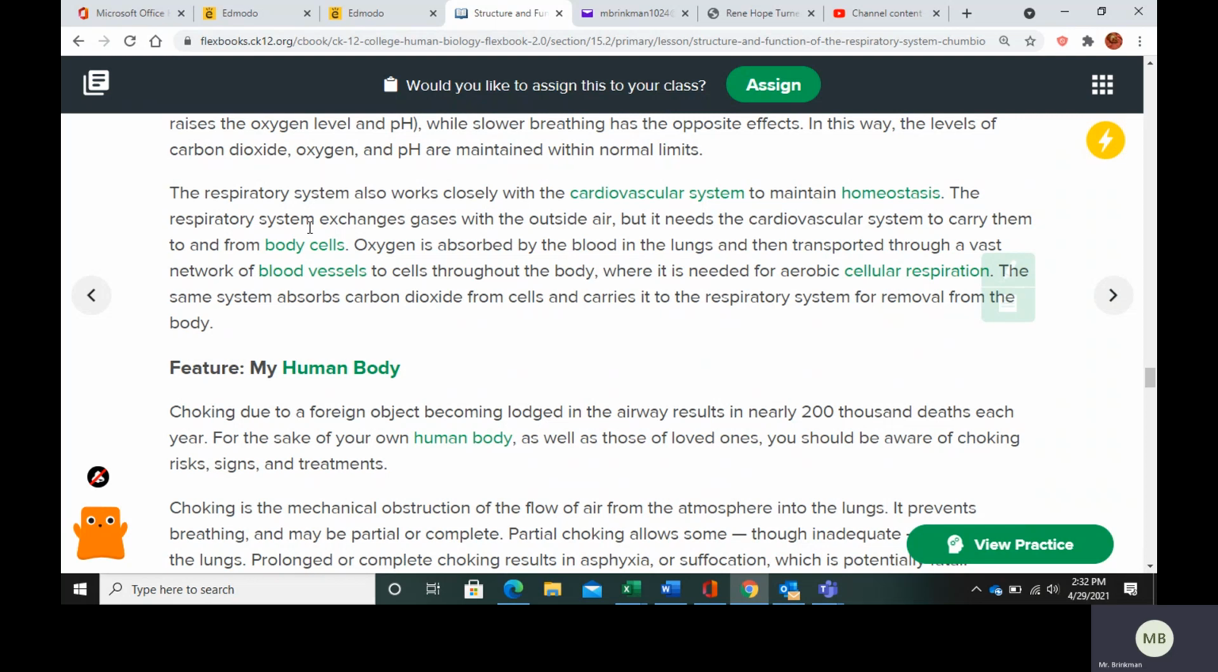The respiratory system exchanges gases with the outside air, but it needs the cardiovascular system to carry them to and from body cells. When you breathe in oxygen, the oxygen is absorbed by the blood in your lungs, and then it gets transported through the rest of your body. So hopefully that all makes sense.